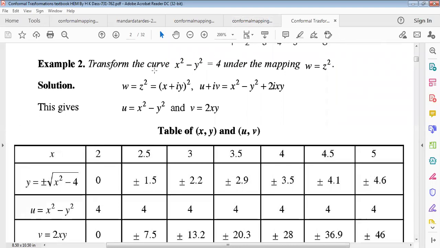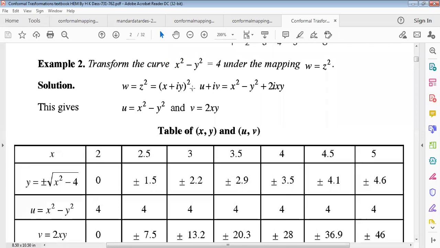Now another example: transform the curve x square minus y square equal to 4 under the mapping w equals z square. Okay, this is the given w plane, w equals z square, and z means the complex number x plus iy, whole square, we can write. So u plus iv can be written as, you must know, the (a plus b) whole square formula: a square plus 2ab plus b square.